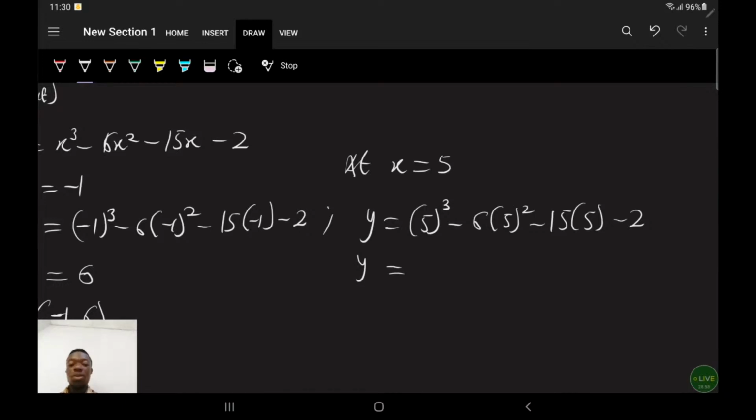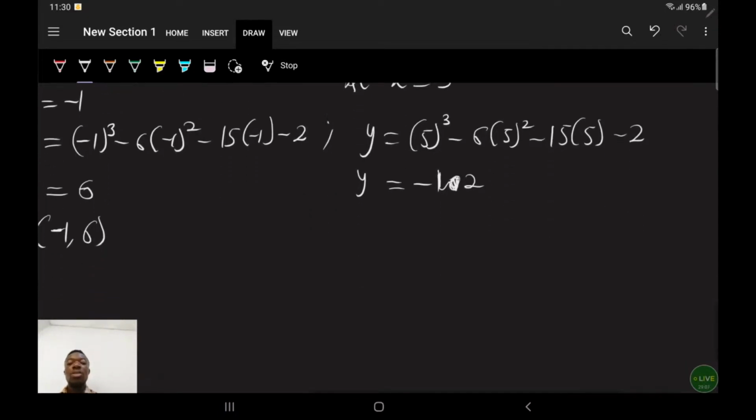So at this point, with my case, I had an answer of -102 as the value of y when you substitute x. So I can say that my minimum turning point for this curve is going to be 5 and -102.